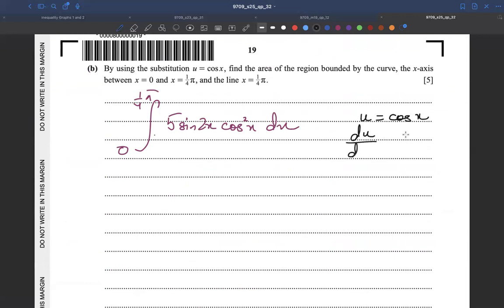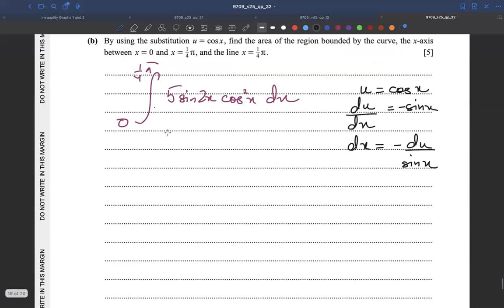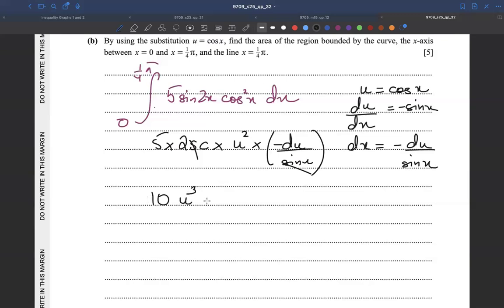That would be equal to minus sin of x. So dx would be equal to minus du upon sin of x. So in place of sin 2x, we can write 2 sin x cos x as the identity. In place of cos squared, we can write u squared, and in place of dx, we'll write minus du upon sin x. So this will cancel out. And in place of cos, we will have u. So this will become 10 into u cubed, and there's a minus sign over here, du.